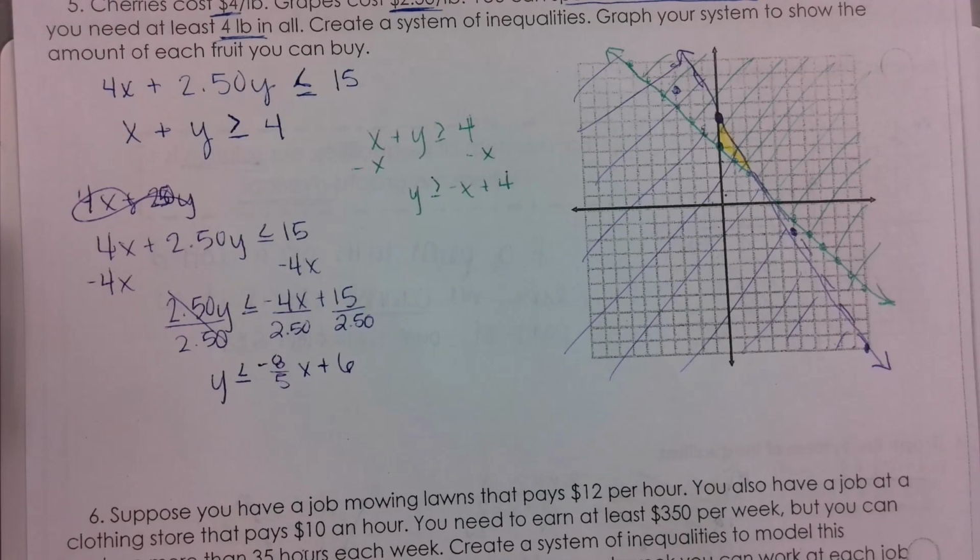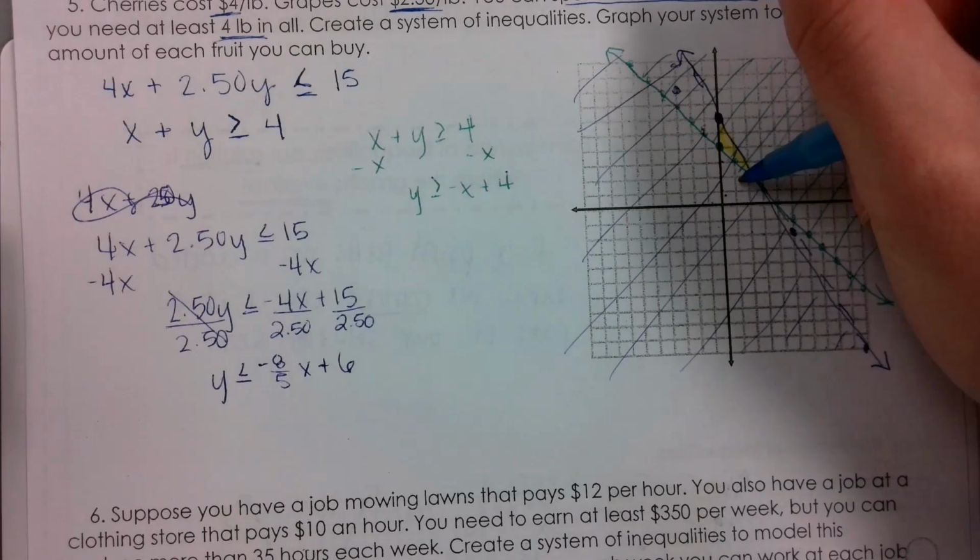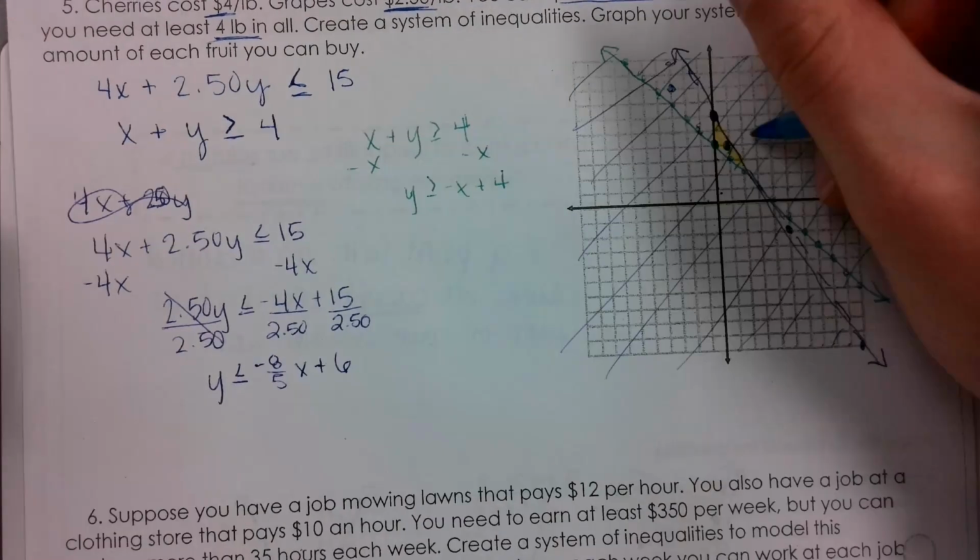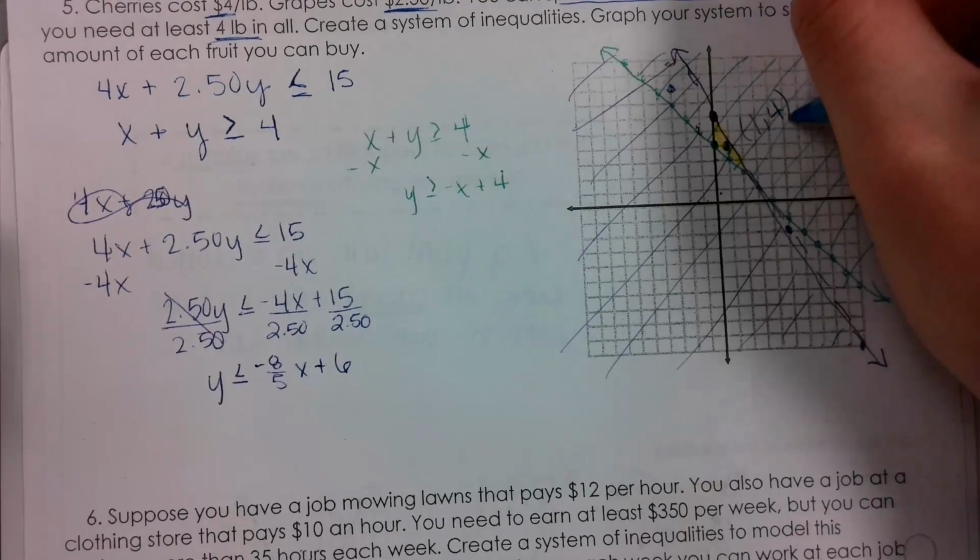Can we say what a possible solution would be? Can you find a point that falls in that area? One, 2, 3, 4. Somebody said 1, 4. Yeah, that falls in there, so that would work. So we could say 1, 4 works. I think that's about the only good point in there.